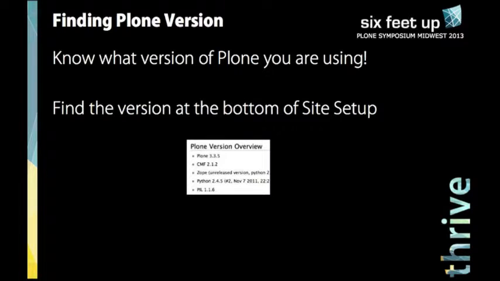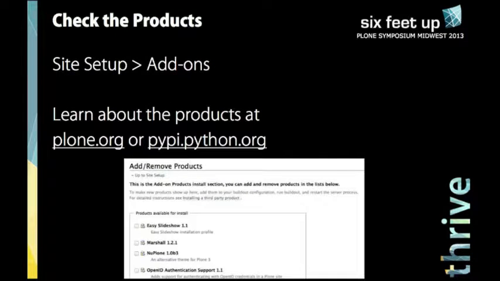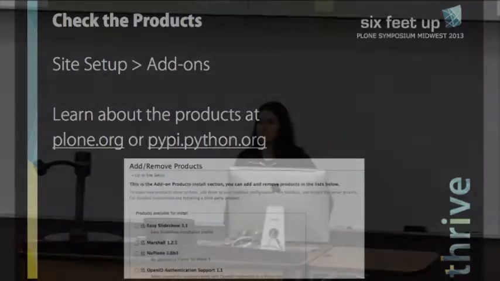So here on the Site Setup page, you can find out what version of Plone you are running. This is likely going to help you if you're looking up information about that particular Plone site. Scroll down towards the bottom of the page, and you'll see that Plone version overview at the bottom. Also within Site Setup, there is an add-ons link, so you can see what products are installed in the site.